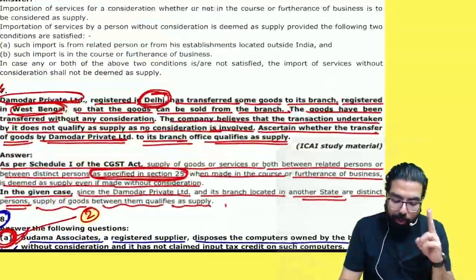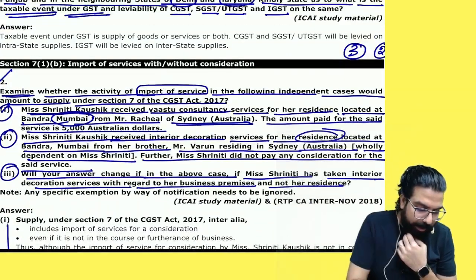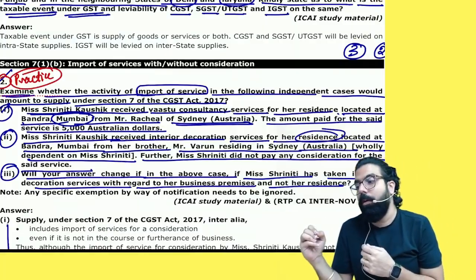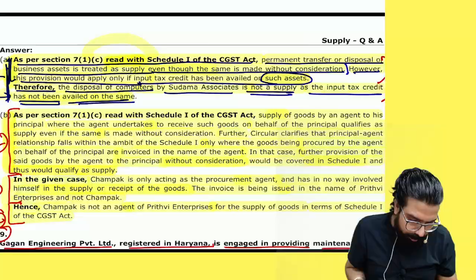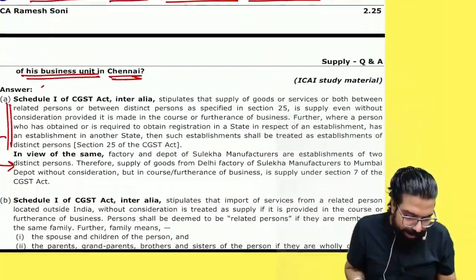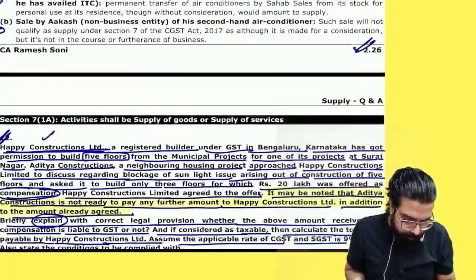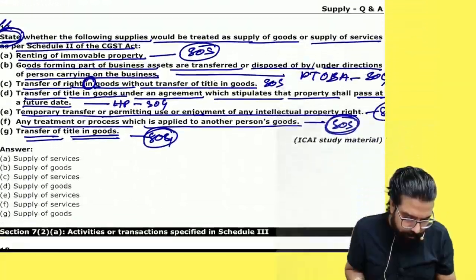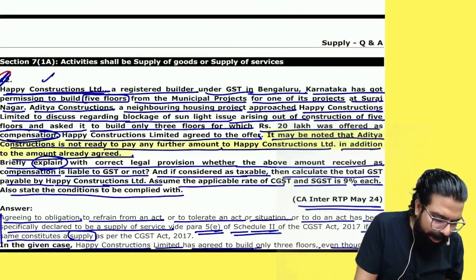I will give you 2 questions to practice at home today. One minute. You will practice question number 2. Practice means what? Right. And you will practice question number 12.